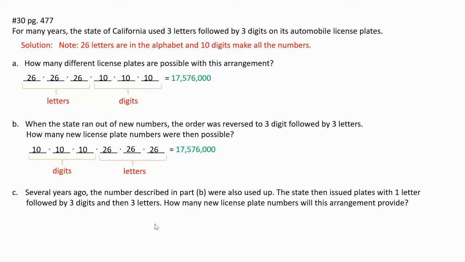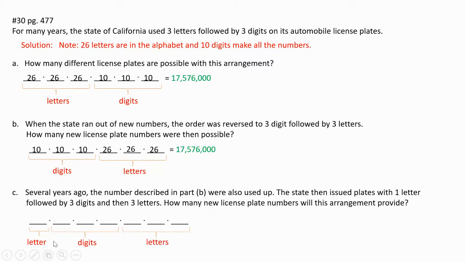Hey students, check this out. Just by adding one more letter to part B, look at the difference it's going to make. So this is about 17.5 million. Now let's see what happens when we add 1 extra letter. There's my extra letter, those are my digits, and these are the last 3 letters.